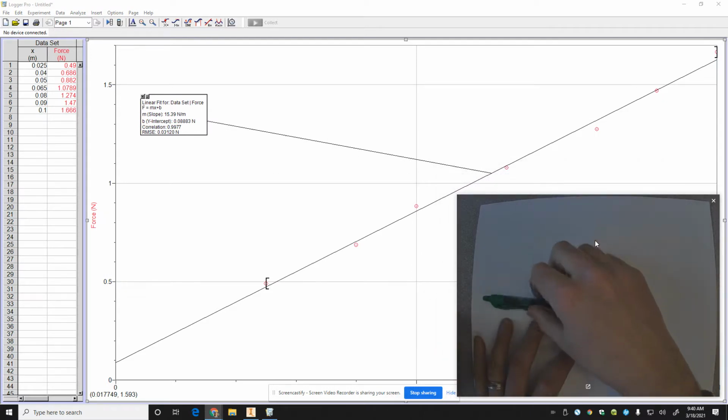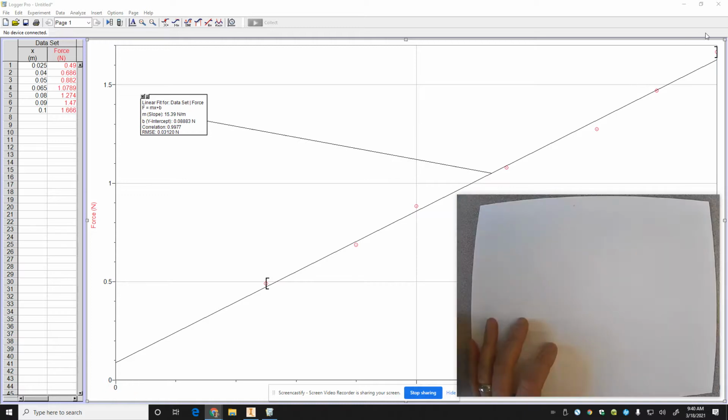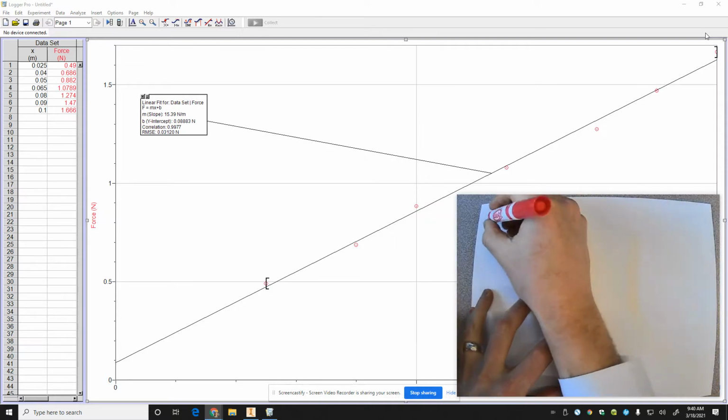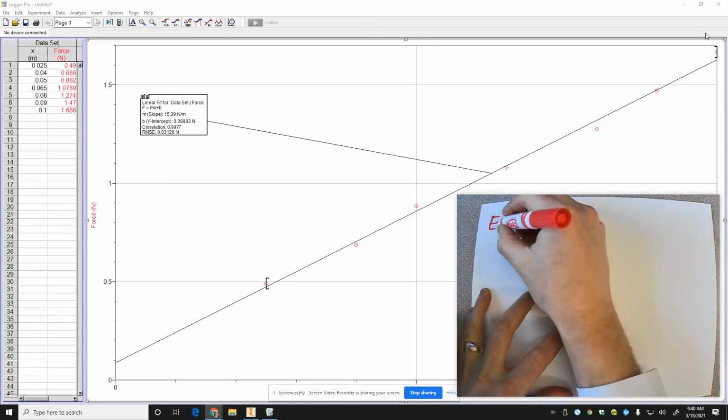So we plotted the data. We've got this fit line. So now we want to talk about the evaluation of data, and I'll try to write kind of big here. My Sharpies are all dead, but I do have this nice red marker. This might work well. So, evaluation of data here, right?